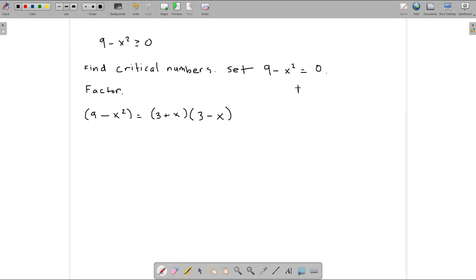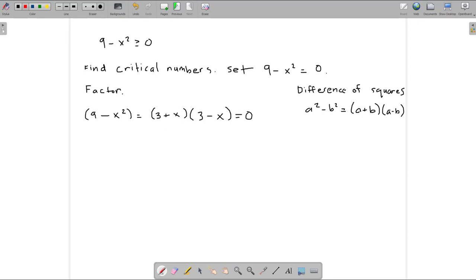So remember the difference of squares formula, where you have something like a squared minus b squared equals a plus b, a minus b is how that factors. So that's what we have here. We're setting that equal to 0.